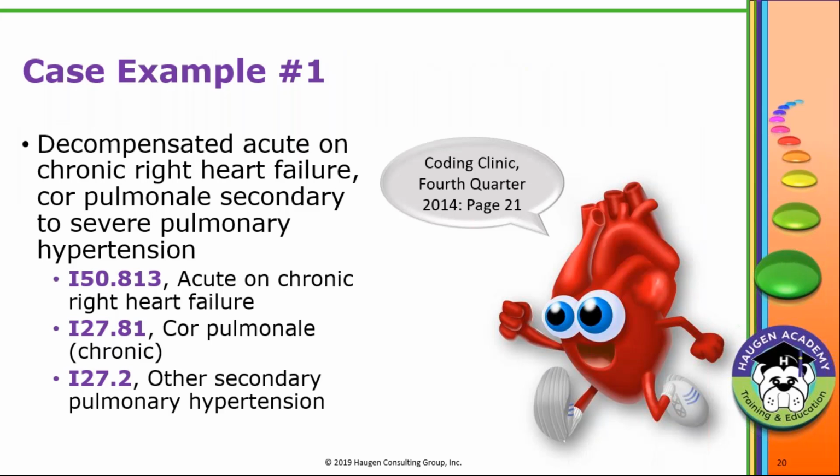So, a quick example here. I pulled this case from fourth quarter 2014 Coding Clinic and switched it up a little bit to be more specific on the type of heart failure. But this was a decompensated acute on chronic right heart failure with cor pulmonale secondary to severe pulmonary hypertension. And I realized now that I forgot to add my new fifth character for that secondary pulmonary hypertension. Those were new a couple years ago.